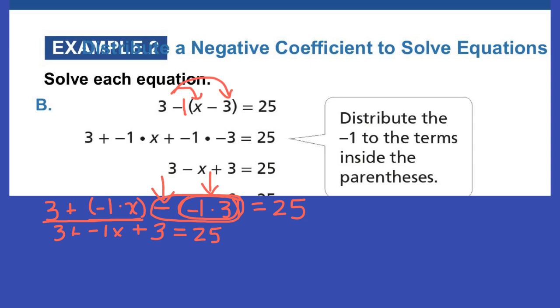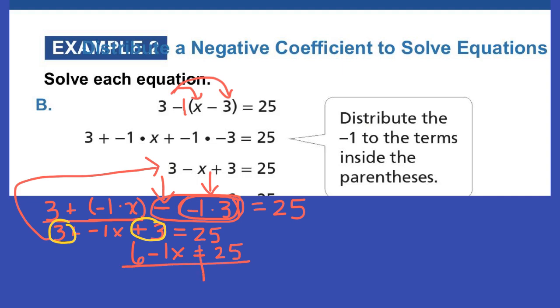Now it looks like we better clean up. Oh, let me stop for a second. We're in the same spot at this point. Okay, so let's clean up. 3 plus 3 is going to give me 6 minus 1x on one side, 25 on the other.